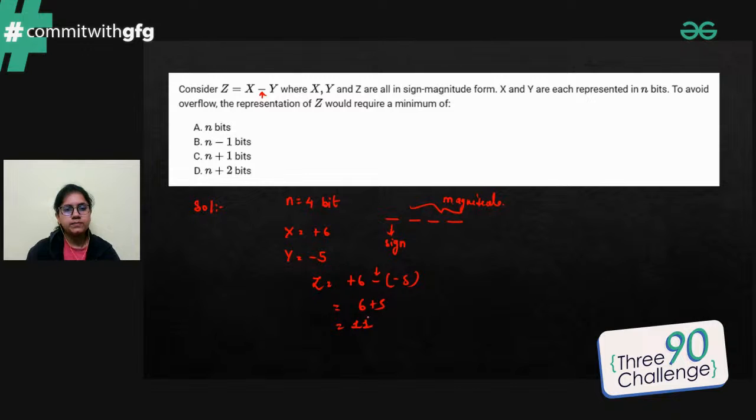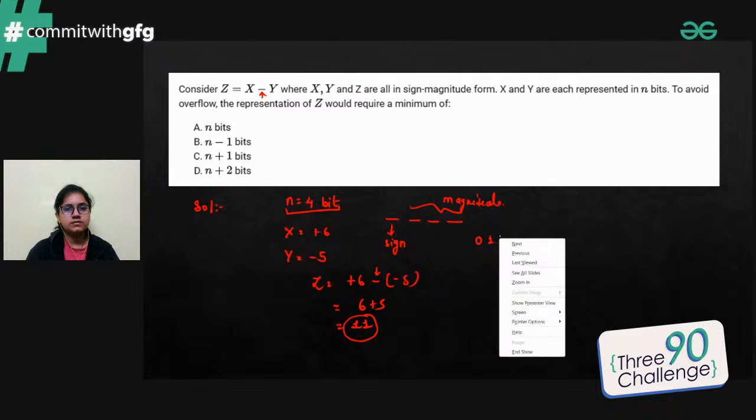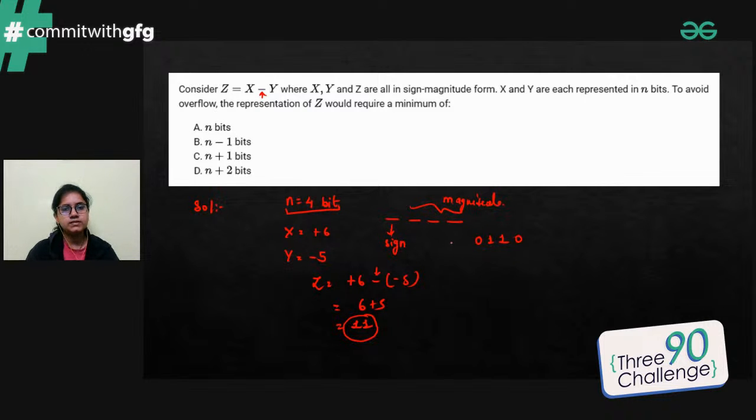Now, how many bits are required to store this 11? Originally we have taken 4 bits, 1 bit for sign, 3 bits for magnitude. We represented our 6 with sign bit 0 and magnitude 1, 1, 0. This is our plus 6. Minus 5 has 1 for the sign bit, and 5 is represented like this. Now how to represent 11?